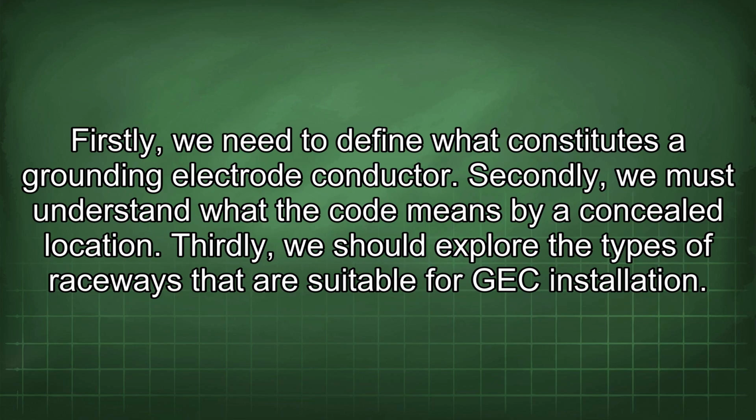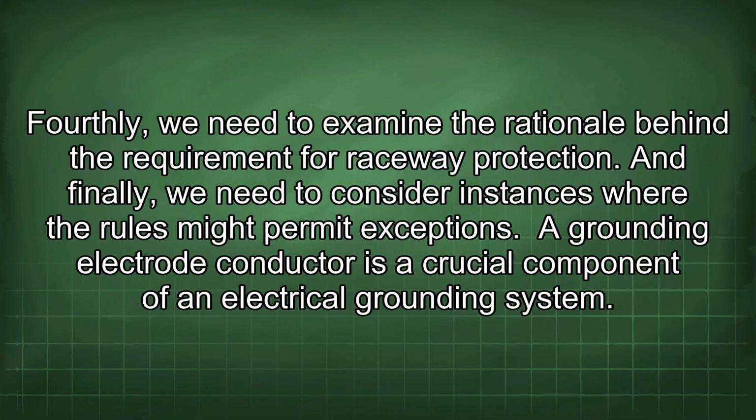Firstly, we need to define what constitutes a grounding electrode conductor. Secondly, we must understand what the code means by a concealed location. Thirdly, we should explore the types of raceways that are suitable for GEC installation. Fourthly, we need to examine the rationale behind the requirement for raceway protection. And finally, we need to consider instances where the rules might permit exceptions.